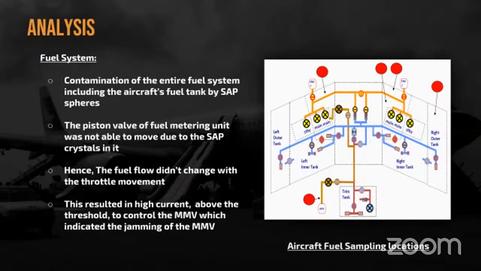Next slide. Being a case of faulty engine response, the first thing that was checked was the fuel system. It was found to be contaminated at various locations, indicated by the red markings in the figure, by a particle called SAP sphere. These jammed the fuel metering valve, and hence there was no response to the throttle movement or any governor. Next slide.